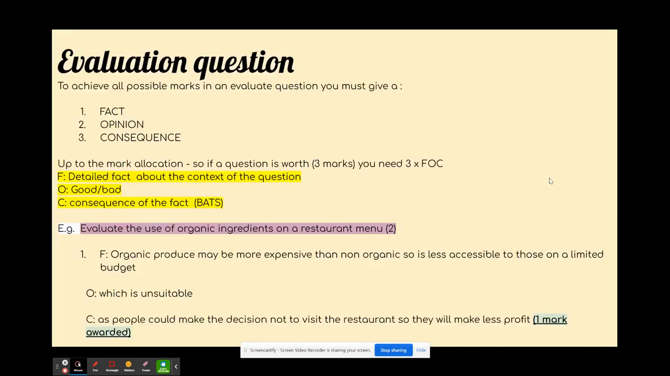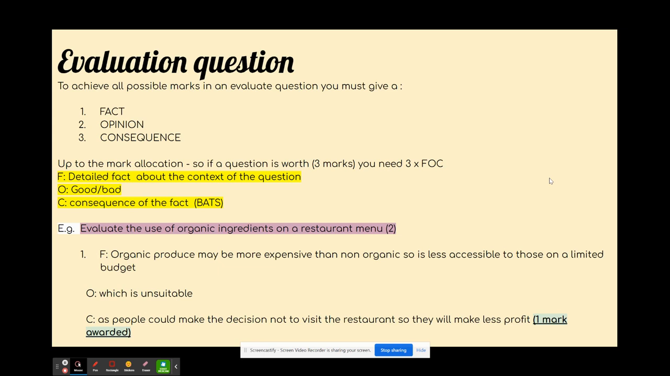So, starting off with a reminder, the two types of questions we will see in our test that we need to use our formulas for include an evaluation and an explain question. So just to remind you, an evaluation question must have a fact, an opinion and a consequence in your answer. Every question tells us three things. Thing one is the command word, and in this case, if it was an evaluation question, this is the formula we must use. Thing two is the mark allocation.